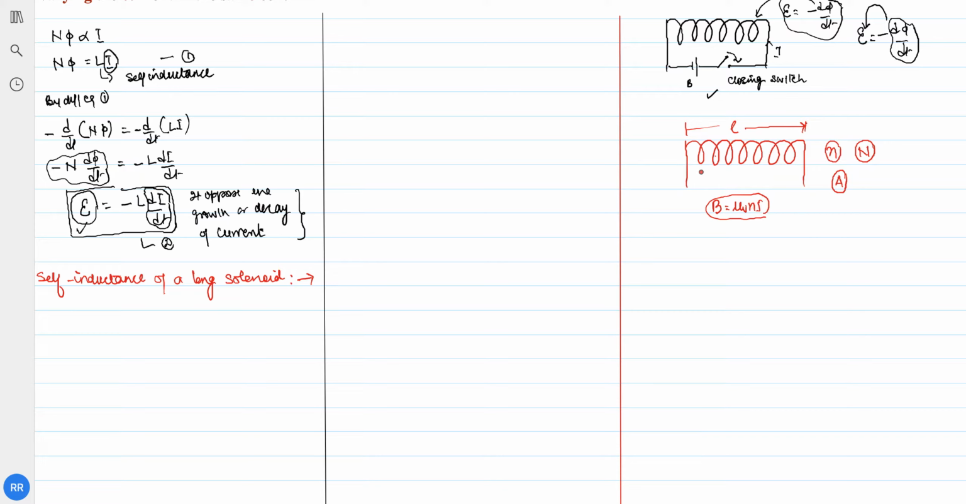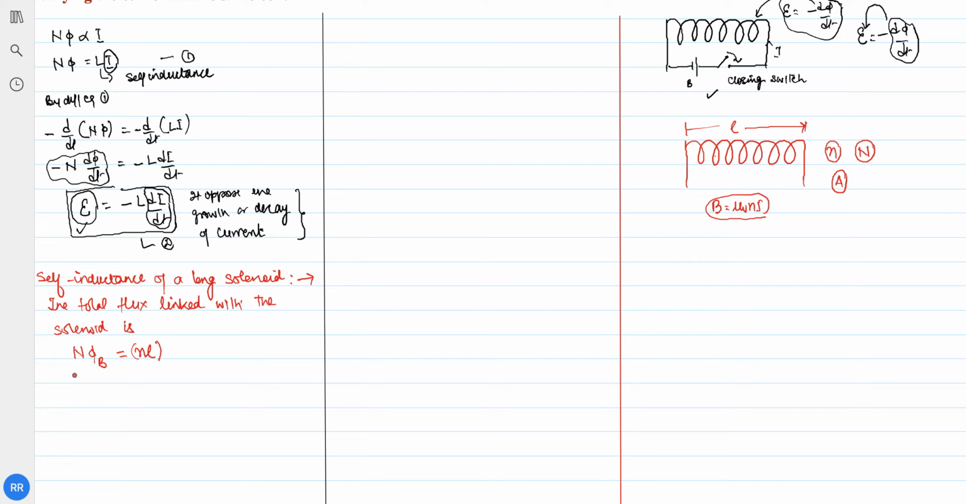So now the flux linkage across this solenoid, the total flux linked with the solenoid is N times phi B, where N is equal to small n into L.